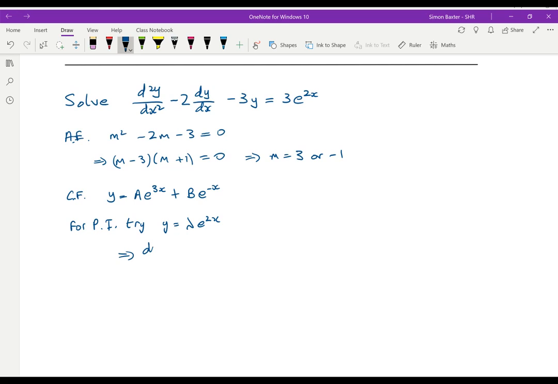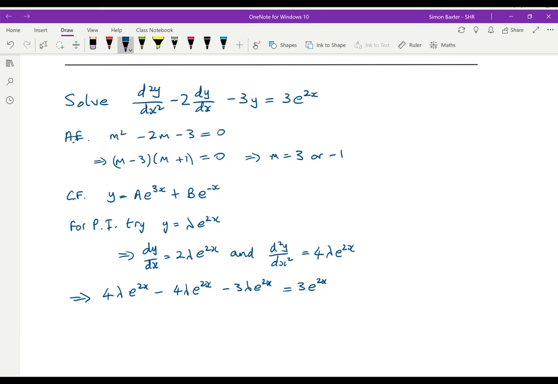We need to work out dy by dx. That's 2 lambda e to the 2x, and d2y by dx squared is going to be 2 times 2, that's 4 lambda e to the 2x. Substituting in the differential equation, d2y by dx squared is 4 lambda e to the 2x, minus 2 dy by dx is 2 times 2 lambda, that's 4 lambda e to the 2x, minus 3y, that's 3 times lambda e to the 2x, and that equals 3e to the 2x.